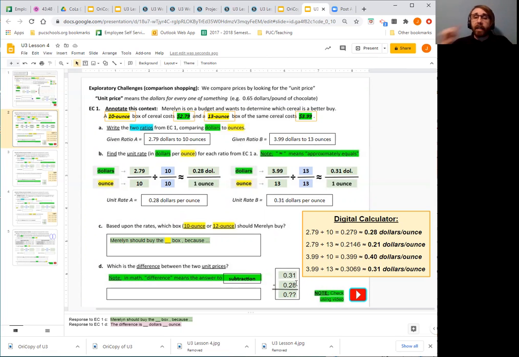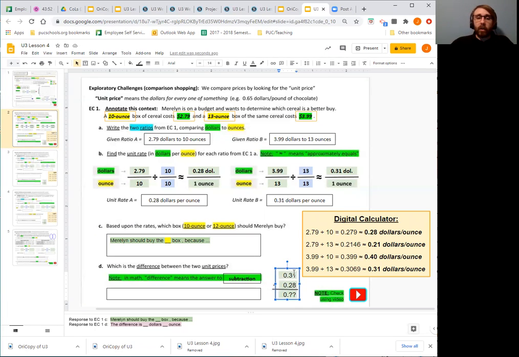And then when I subtract, I need to, in my head, regroup because 1 cannot take away 8. So the 1 can become an 11. The 3 becomes a 2. 11 take away 8 is 3. And 2 take away 2 is 0. And so this shows 0.03. In other words, 3 cents. For every ounce that you buy of the cereal, you're paying an extra 3 cents for the 13-ounce box compared to what you're paying for the 10-ounce box, every single ounce.